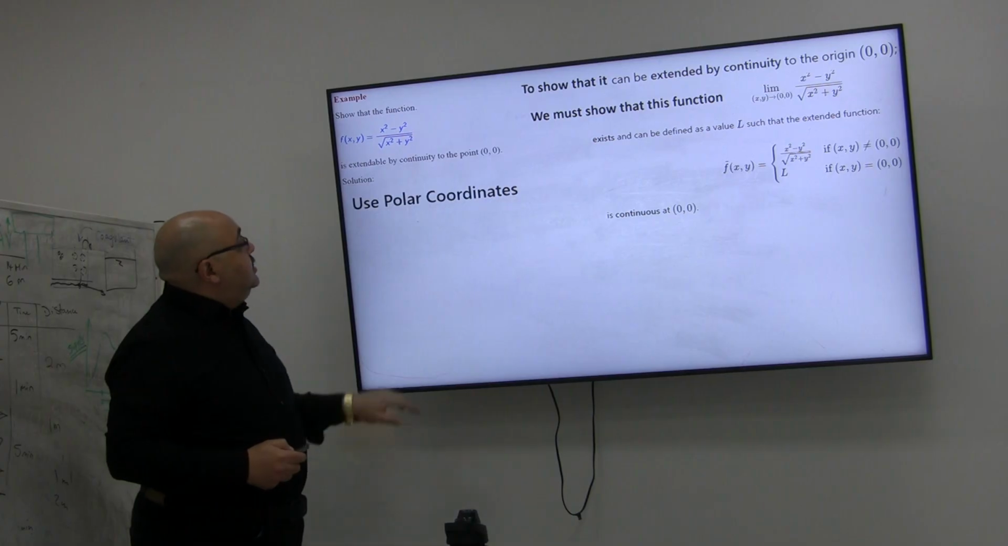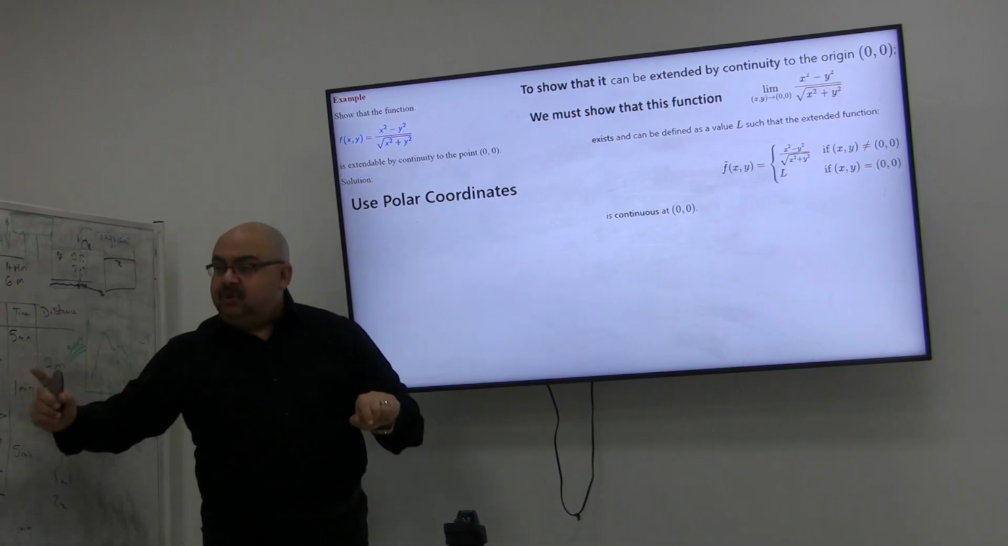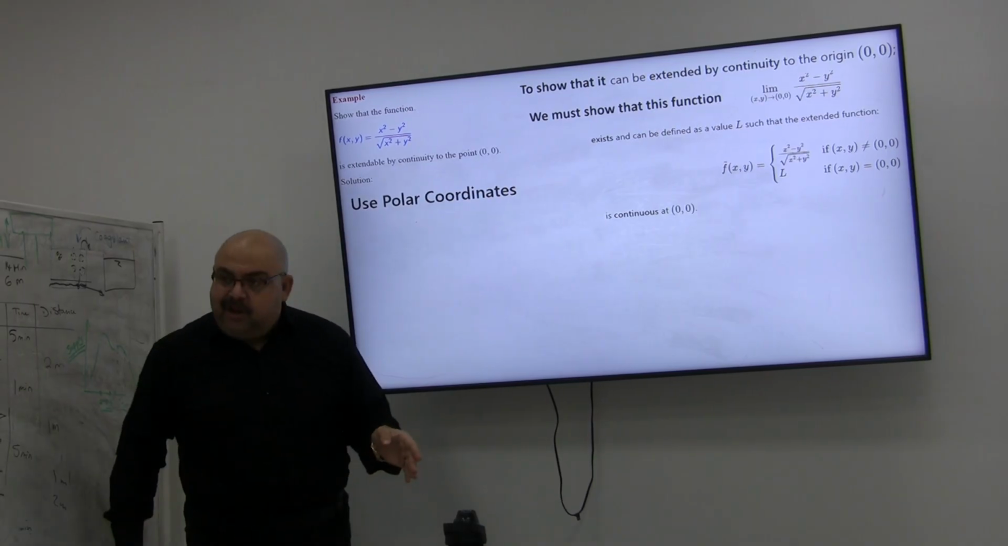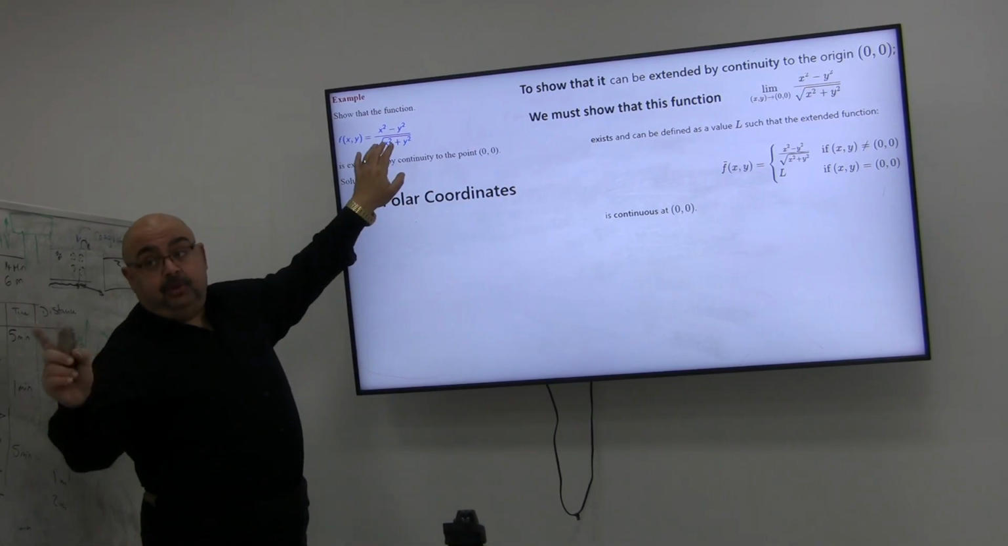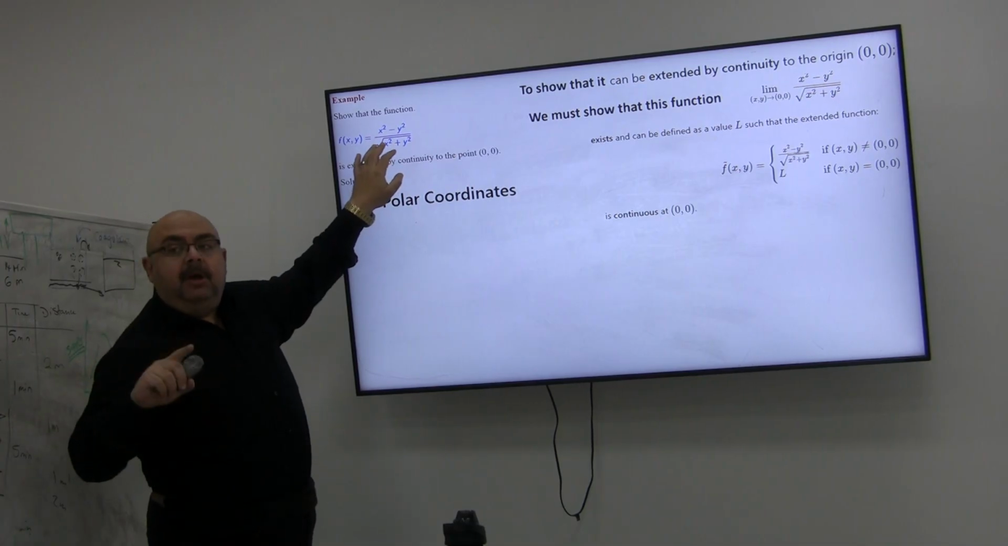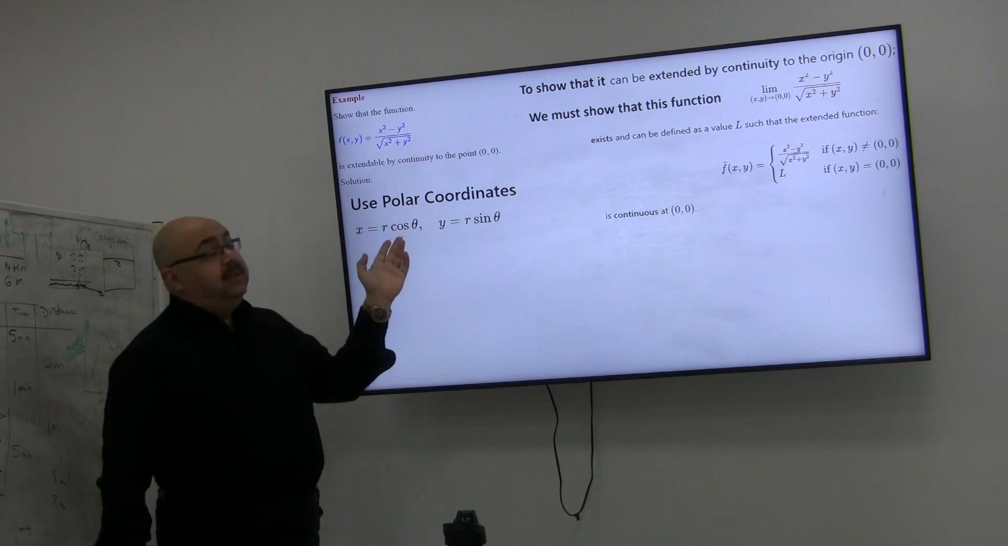Okay, let's start by using polar coordinates. This is one of the methods of the limits that we discussed earlier this morning. In order to do polar, I will have to change every x to r cosine theta and every y to r sine theta. Let's do this.